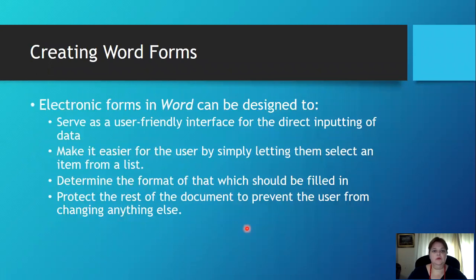Now, creating Word forms. Electronic forms in Word can be designed to do the following: serve as a user-friendly interface for the direct inputting of data. It makes it easier for the user by simply letting them select an item from a list. So this would then be a closed-ended question, not an open-ended question. It can determine the format of that which should be filled in. It can protect the rest of the document to prevent the user from changing anything else.